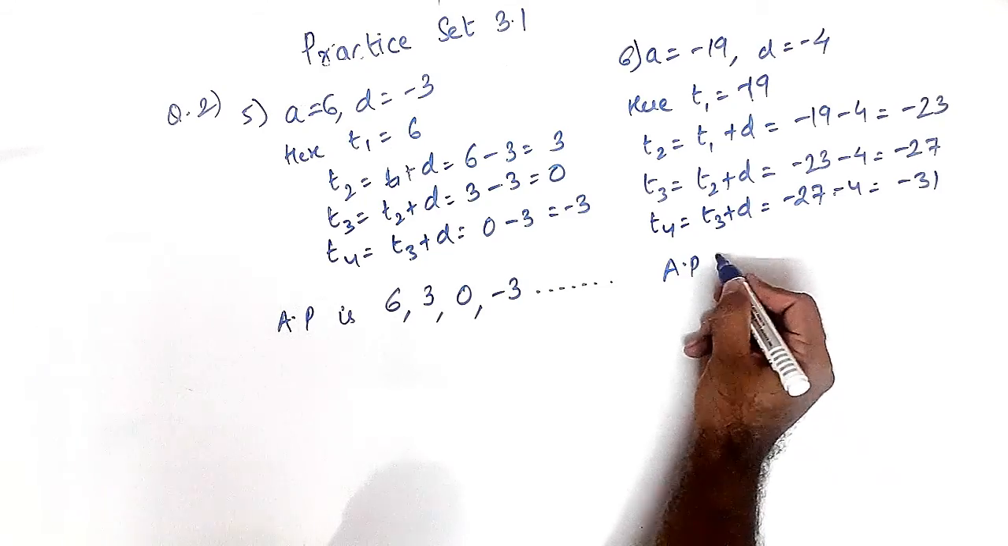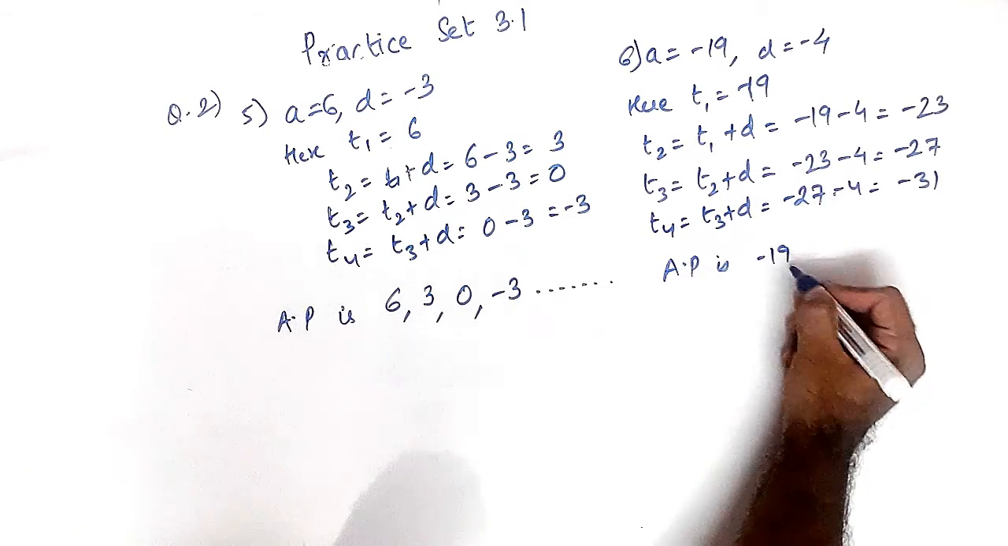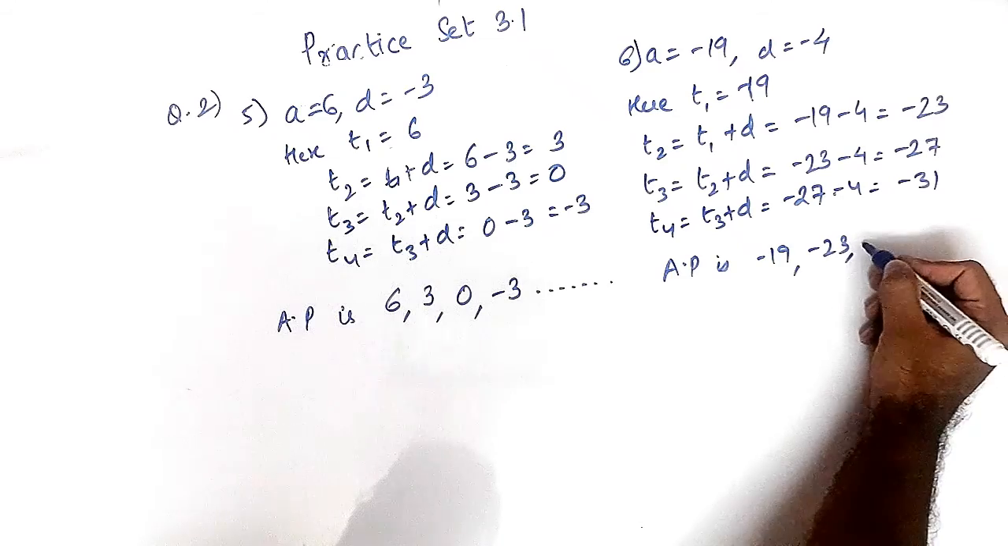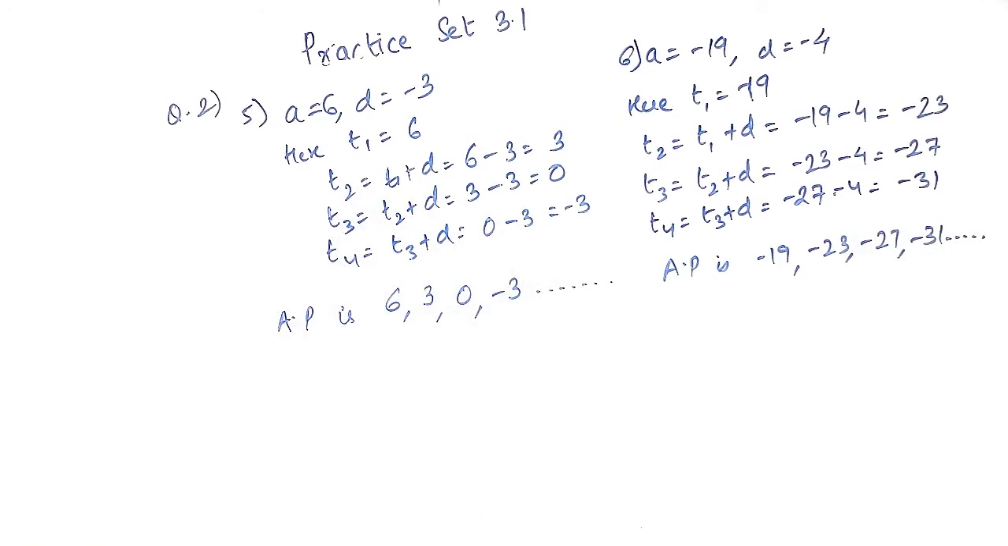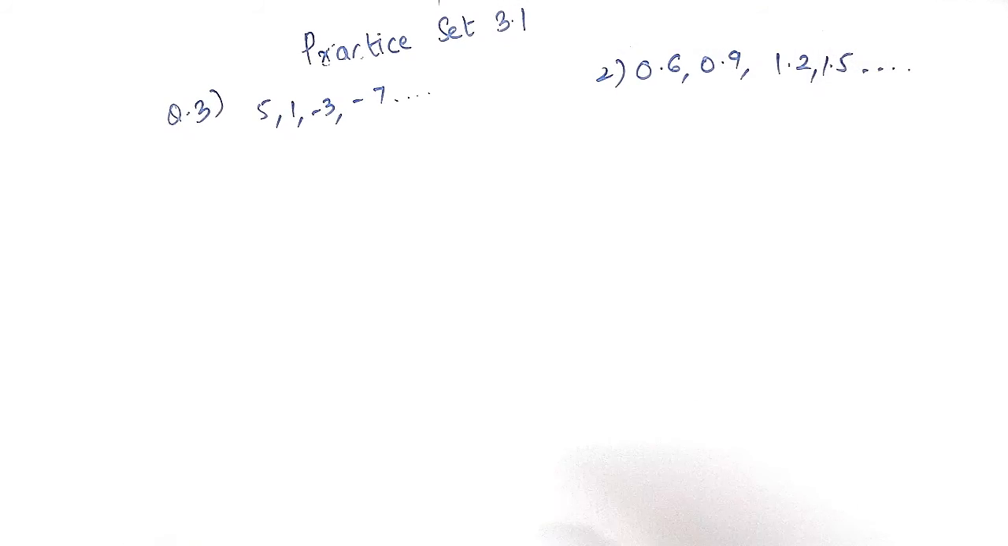So your AP is, first term is minus 19, then minus 23, minus 27, minus 31 and so on. So with this we complete our question number 2. Let us move on to question number 3. Question number 3, very easy.